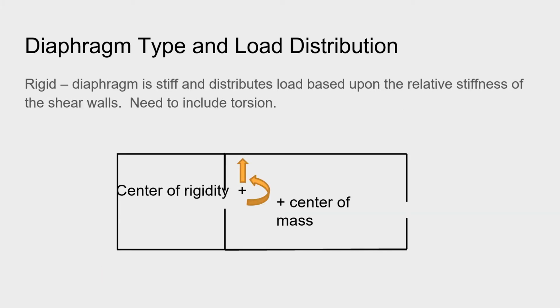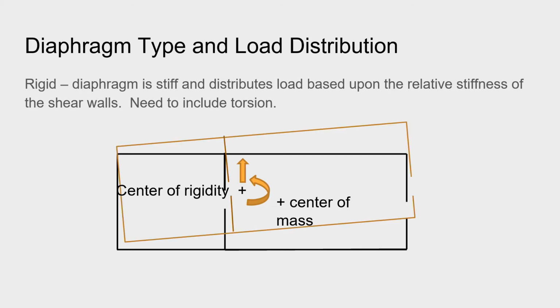Rigid diaphragms differ in that they are much more stiff, which affects how lateral forces distribute to the braces or the shear walls. The distribution is determined based upon the relative stiffness of the shear walls or bracing themselves and usually results in building torsion. Rigid diaphragms are generally constructed from cast-in-place concrete, precast concrete, or concrete on metal deck.